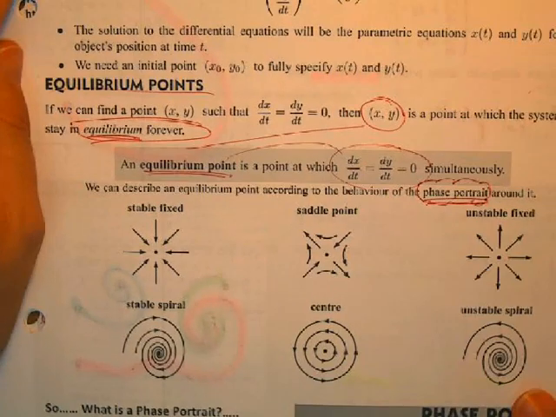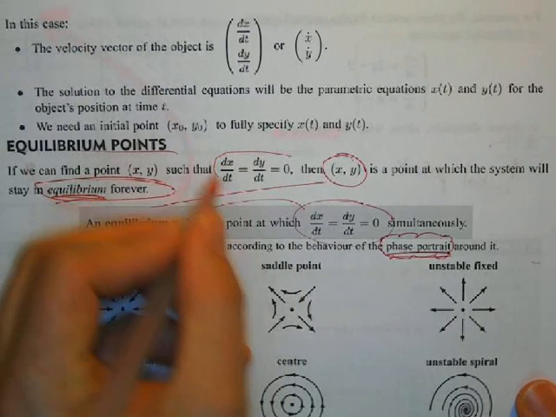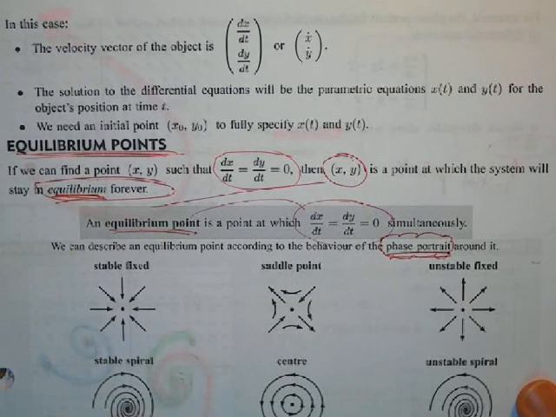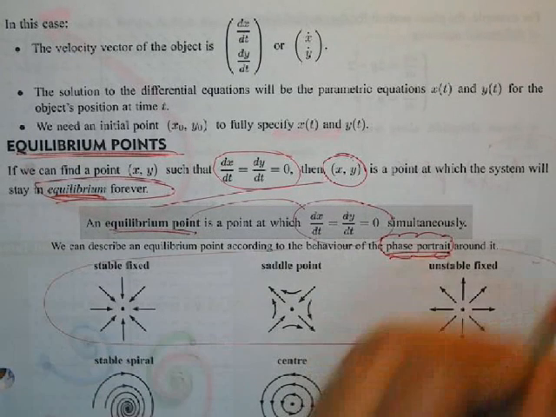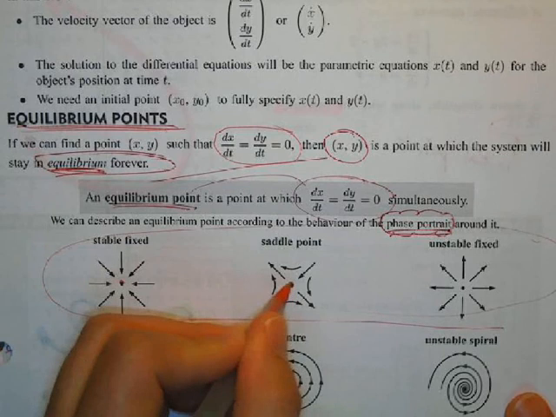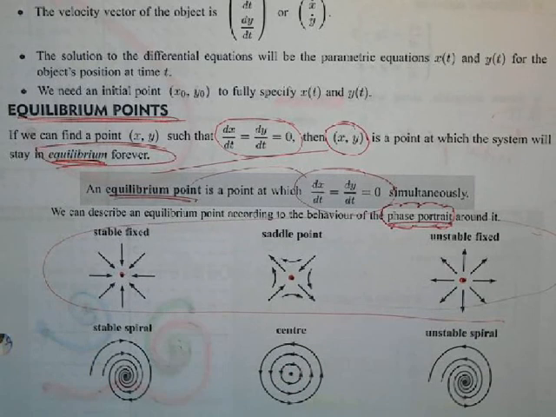Okay, so equilibrium points. When the derivatives are all equal to each other, that is called an equilibrium point. We're going to talk about 6 kinds of equilibrium points. But for this first assignment, we're going to focus on stable fixed, saddle point fixed, and unstable fixed. The spiral ones we're going to talk about more in the section after this, which deals with complex eigenvectors, or using imaginary numbers with our eigenvectors and our eigenvalues.